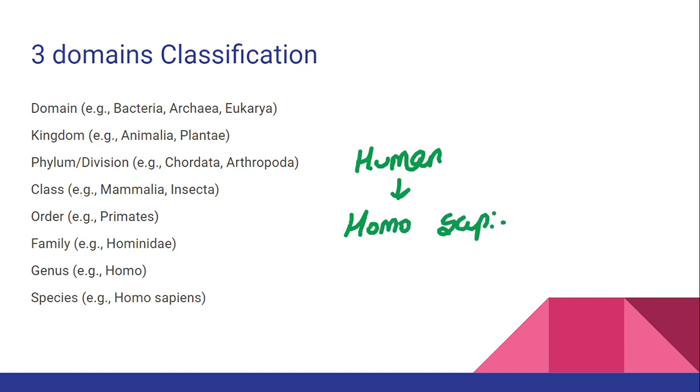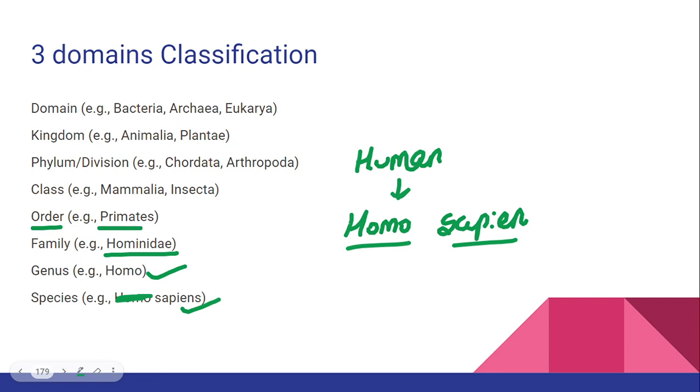Correct. That is Homo sapien. When I say Homo sapien, what is Homo and what is sapien? If I go with the species, sapien is the species. Homo is the genus. We are from which family? We are from Hominidae family. What is the order? We are primates.